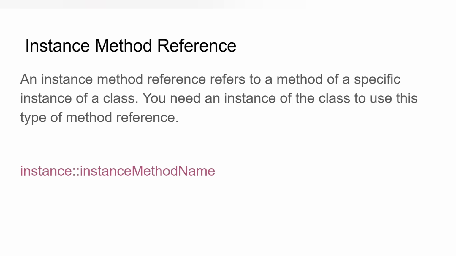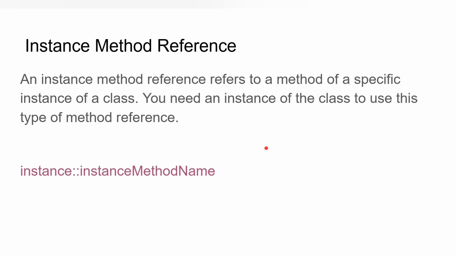In the static method reference, we were referring to static methods, right? That is at a class level. But in instance method reference, we are referring to the method of a specific instance of a class. You need an instance of the class to use this type of method reference. If you remember, in static method references, we were directly using the class name, but here we are going to use the instance name and then the instance method name. In static method reference, we used the class name and then the static method name. But here we need to make use of the instance method name, as this is an instance method reference.